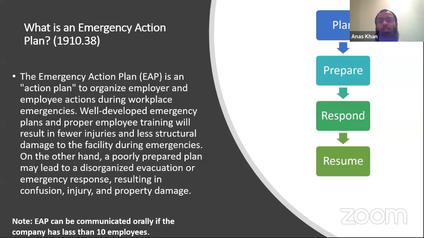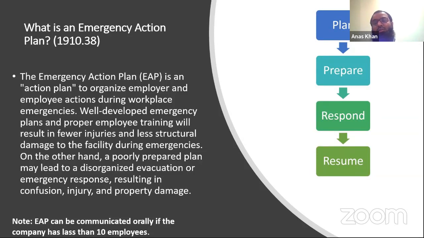So to handle the emergency situation, as required by OSHA, we need to have the emergency action plan available. So emergency action plan is to organize the employer to action. It is an action plan which is needed for the employer, which contains 4 parts, right? The emergency action plan contains 4 parts: planning an emergency action plan, then prepare, respond, and resume.